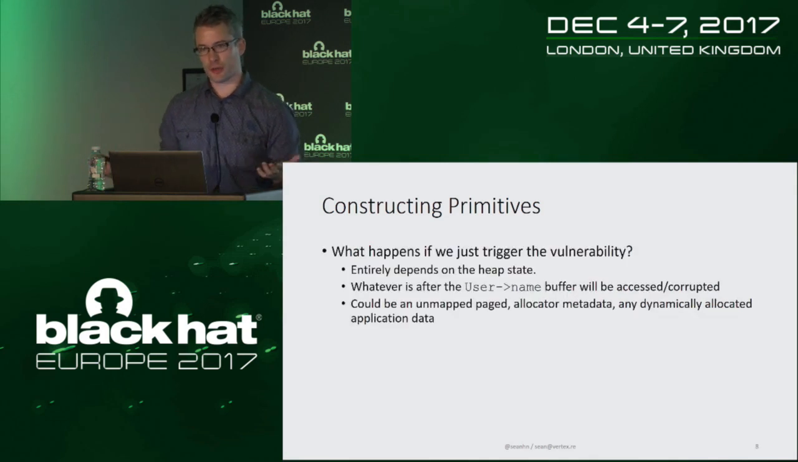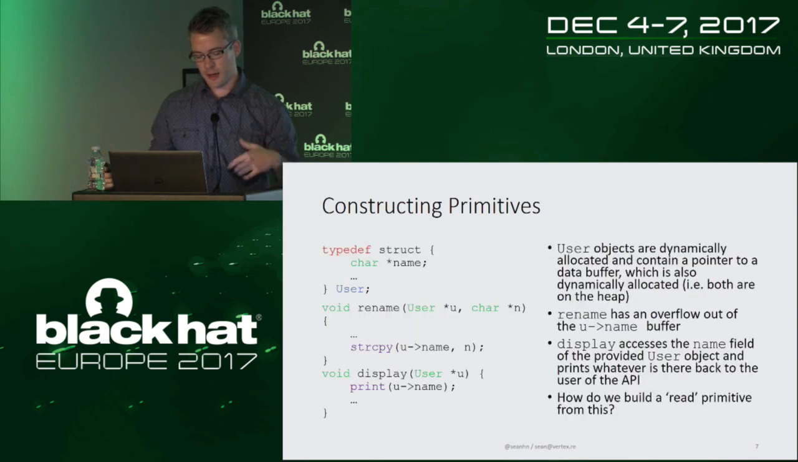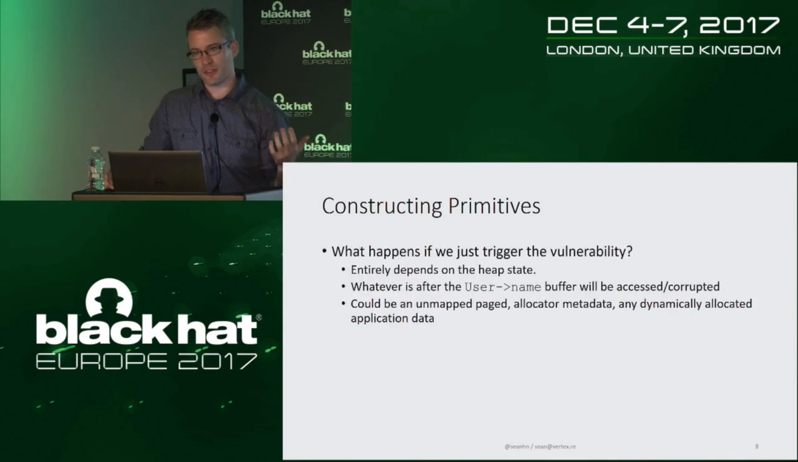So what happens if we just trigger the vulnerability? Right? So we just trigger the rename function, we overflow whatever is after the name object, and then we call display. Well, it entirely depends on the state that the program's in when we trigger that vulnerability, right? So whatever is directly after the user name object is going to be corrupted. That could be an unmapped page, it could be allocator metadata, it could be some other dynamically allocated application data, and sometimes we could get lucky and we could corrupt the thing we actually want to corrupt, and other times we could corrupt, say, some pointer that's used, and then we get a segmentation fault or whatever.